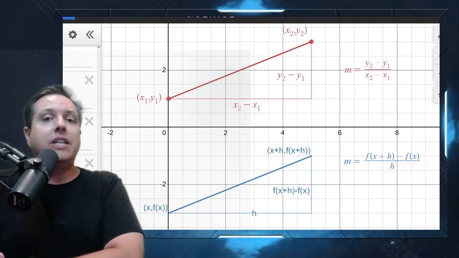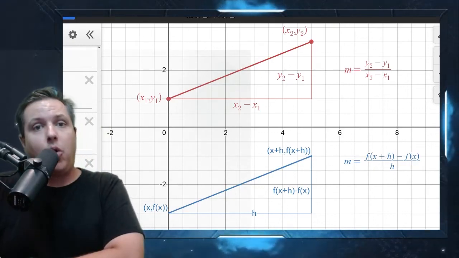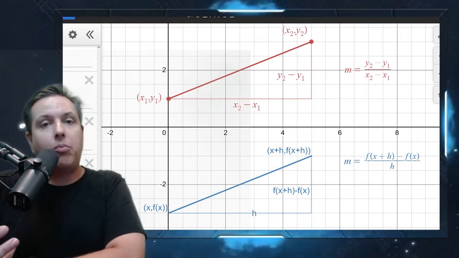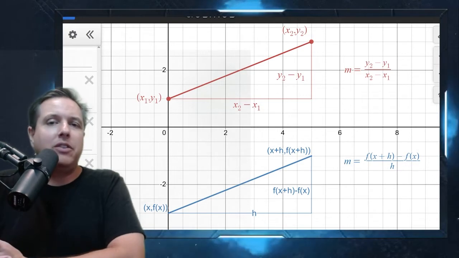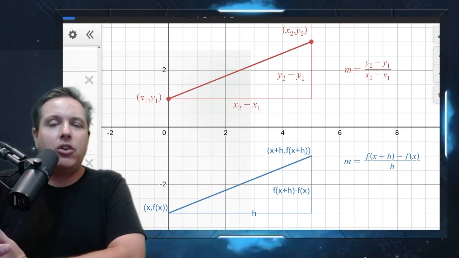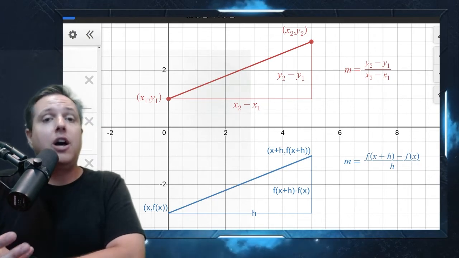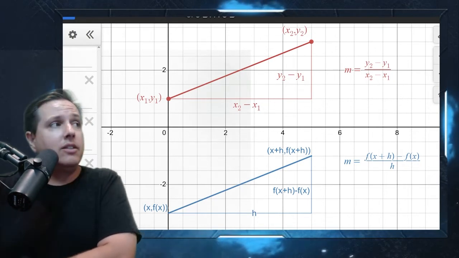Okay, so we're going to take a look at what's called the difference quotient. The difference quotient is just a fancy way of writing the slope. Now you may ask, why do we have to write the slope a different way than we've already learned it? And the answer is because we're using the slope in a different context. So let's take a look here.